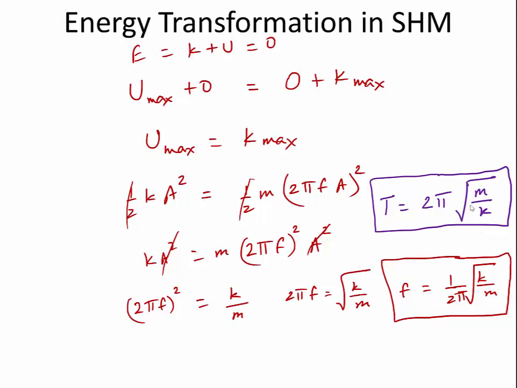So the frequency or period of oscillation relates only to the mass that is oscillating and the spring constant of the spring it's tied to. It does not depend on amplitude.